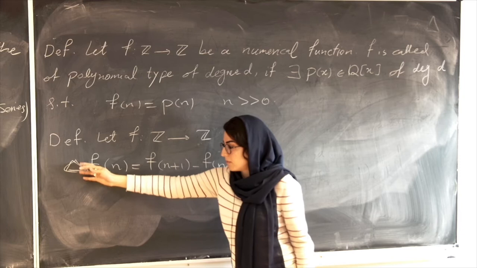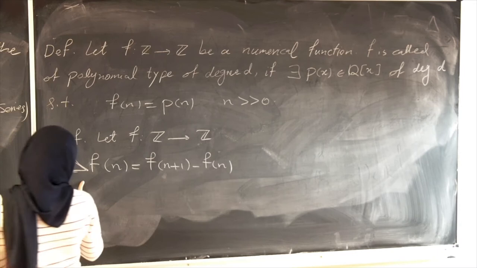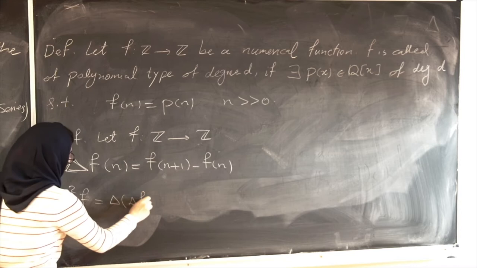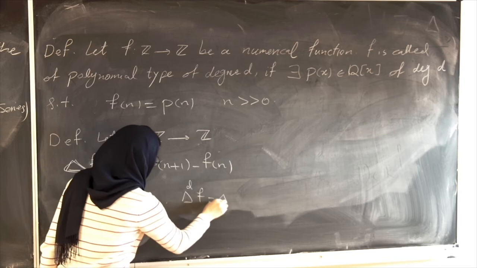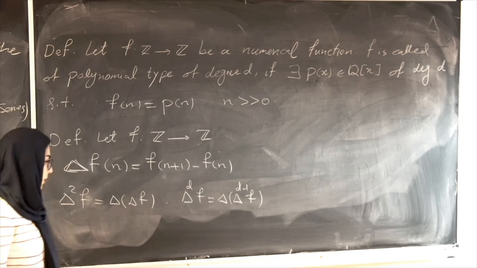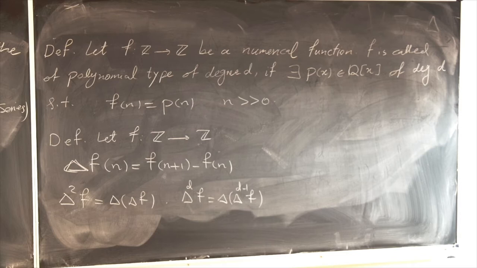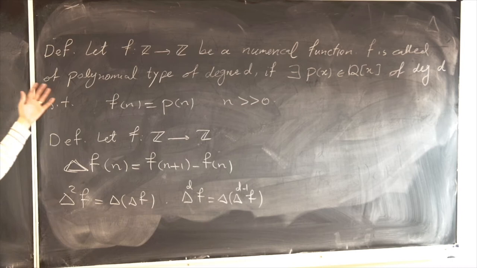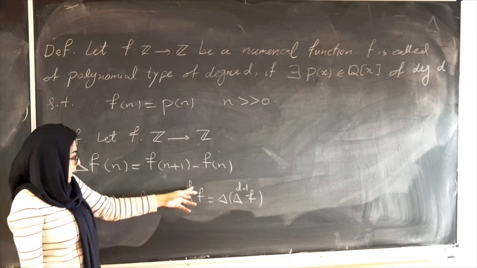So we define inductively delta 2 f as delta of delta f, and so on. So delta d is delta of delta d minus 1. It's clear that if f is numerical, delta d of f is also a numerical function. And in the next level, we want to show that f is of polynomial type if and only if this delta d f is a constant function for large n. So this is the statement of our next lemma.